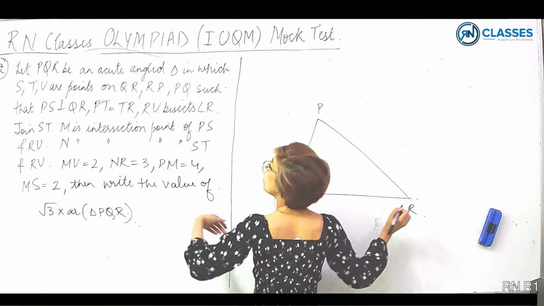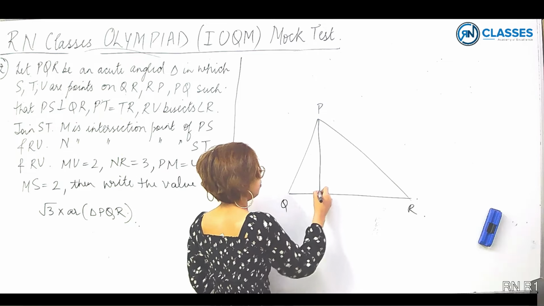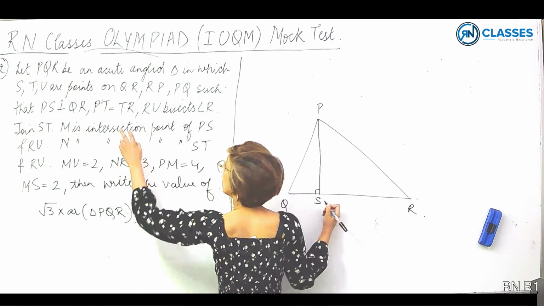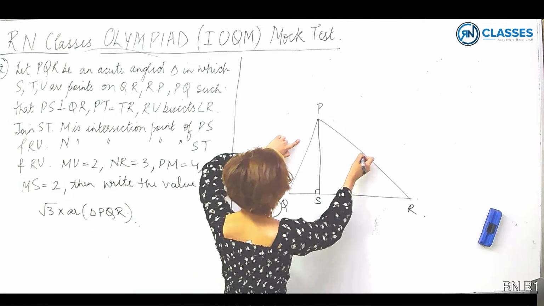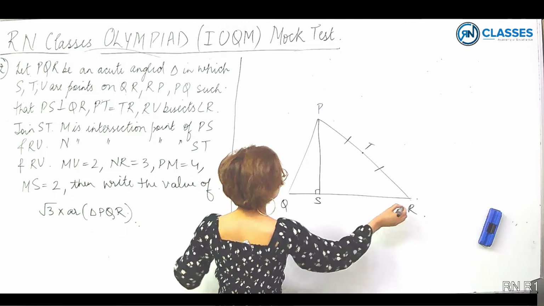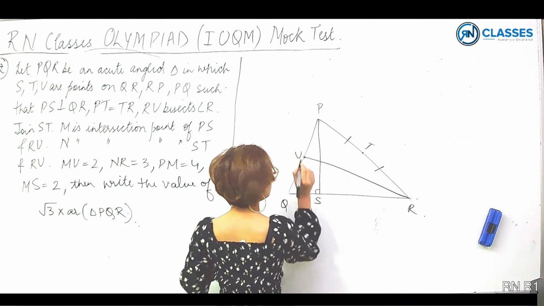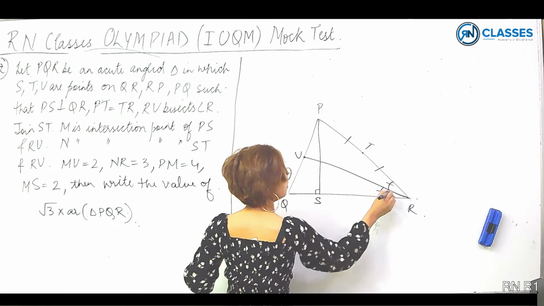Now he says that PS is perpendicular to QR. So the perpendicular from the top is here. Now PT is equal to TR, so T is here. This is equal to this. And RU bisects angle R internally. Right? RU, so this point is U. And this angle is equal to this one.